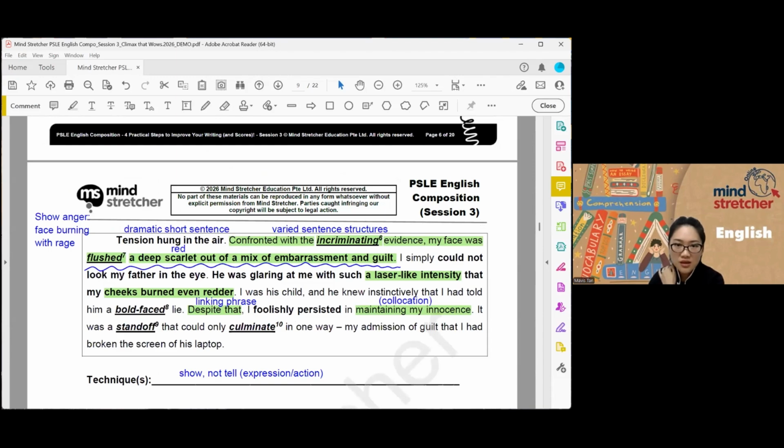Glared at me with. It must go with the preposition with, a laser-like intensity. So learn the whole phrase, not just single words.